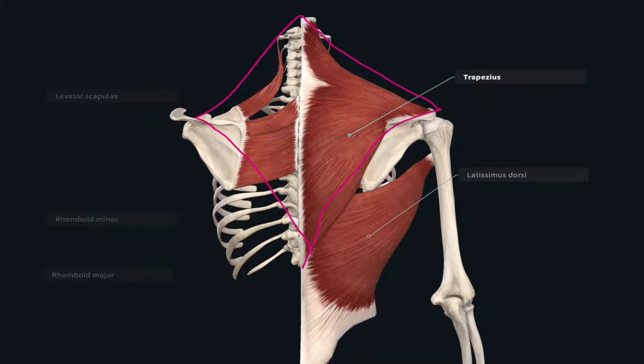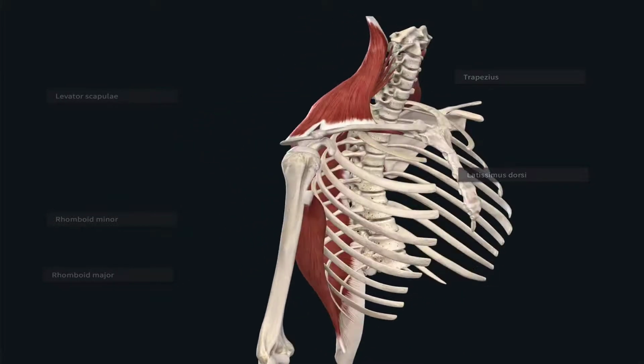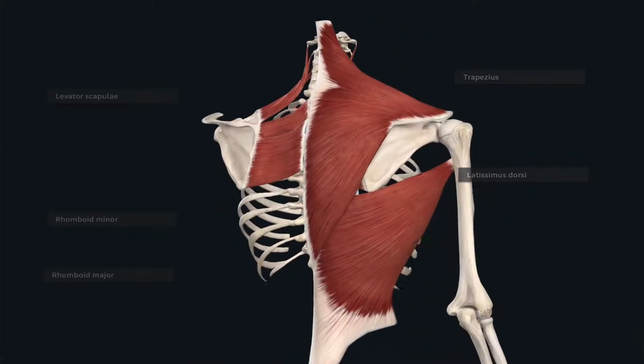Inferior or deep to this muscle, we see the large, broad, flat muscle of the latissimus dorsi. So these first two muscles are more superficially located, and they're going to take up a lot of room and create large dynamic movements similar to what we saw with pectoralis major anteriorly.